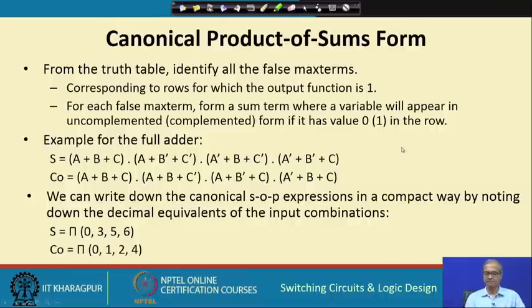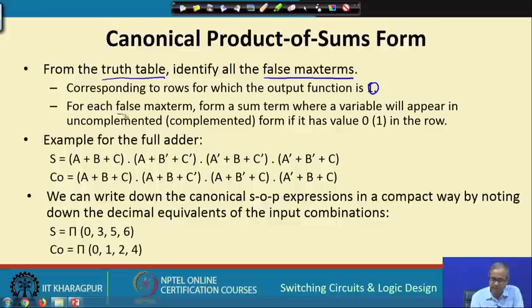Similarly, we can have the canonical product of sum form. So, what is the rule here again? The rules are very similar. The only difference is you identify the false minterms. Earlier we had identified the true minterms. You find out the rows for which the outputs are 0. Okay, false minterm means the output will be 0, not 1, right.